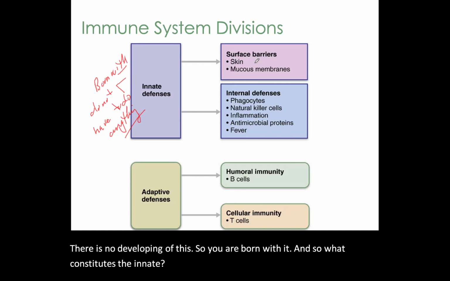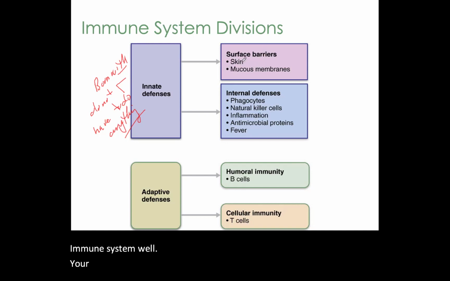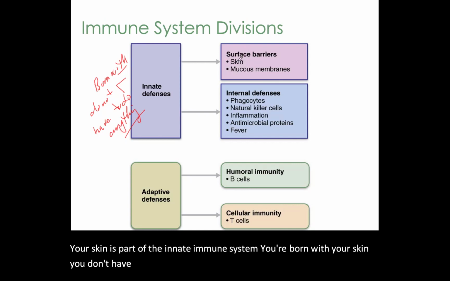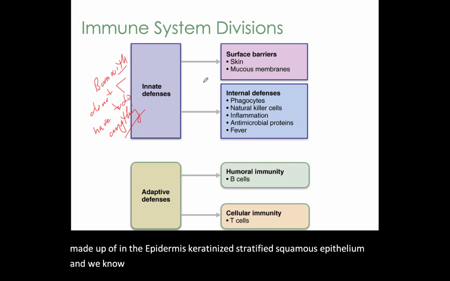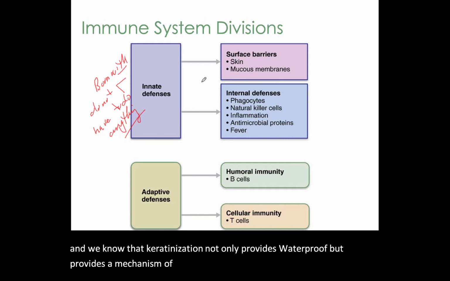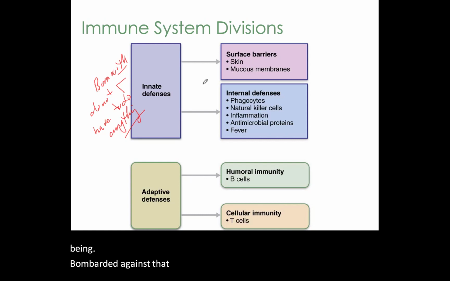So what constitutes the innate immune system? Well, your skin is part of the innate immune system. You're born with your skin. You don't have to do anything to acquire skin. And your skin is a barrier. It is made up, in the epidermis, of keratinized stratified squamous epithelium. And we know that that keratinization not only provides waterproofing, but provides a mechanism of protection against things that are constantly being bombarded against that skin. So it's preventing a whole slew of things from being able to enter into the skin.